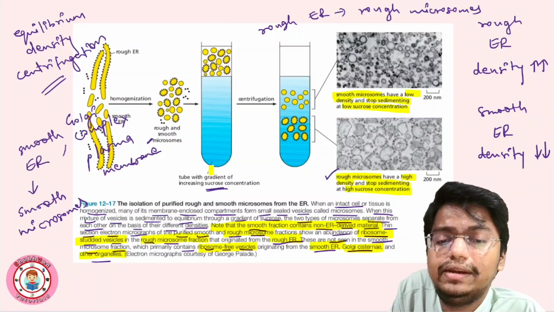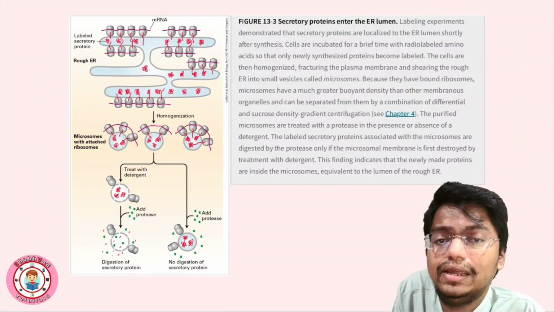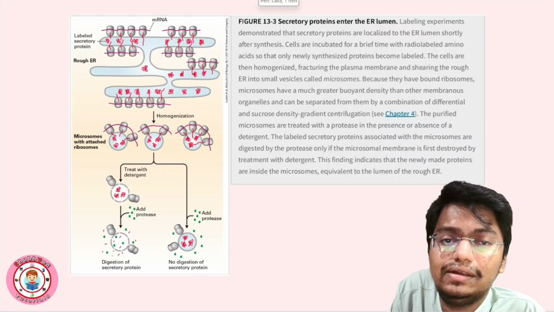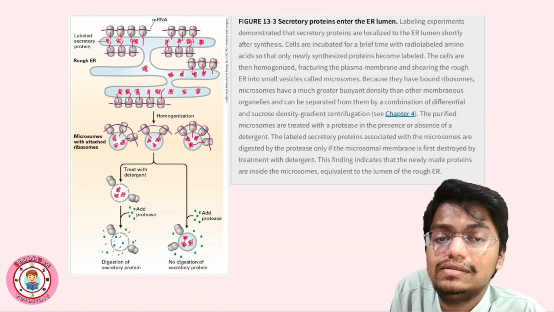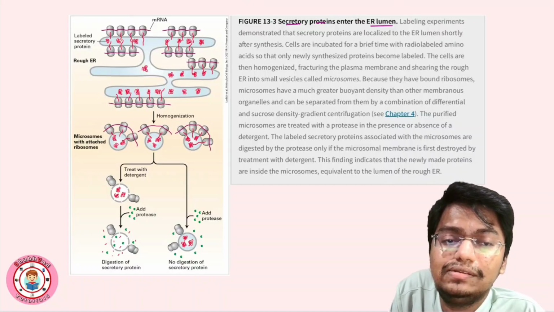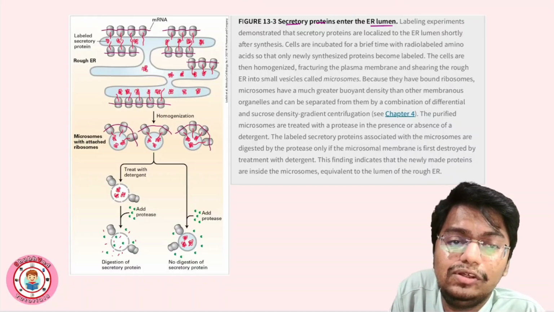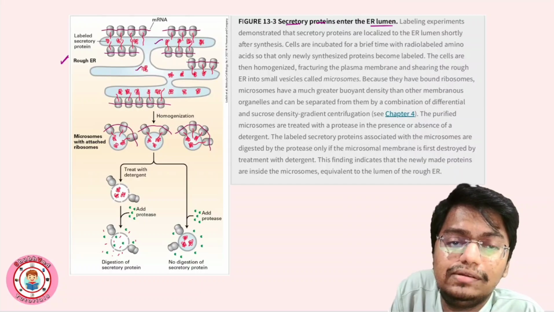Okay, I have highlighted the things. You can refer that. और एक important यहाँ पे study है experimental, right? Secretory proteins enter the ER lumen. Okay, what is written here? See, I will tell you. ये ER है. You can see rough ER where ribosomes are attached and protein synthesis चल रही है यहाँ पे. Right? So these are the proteins. You can see this proteins है.